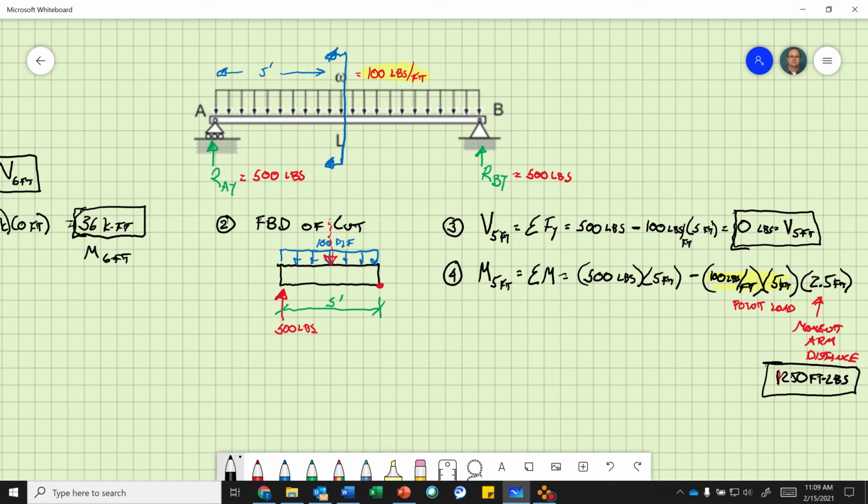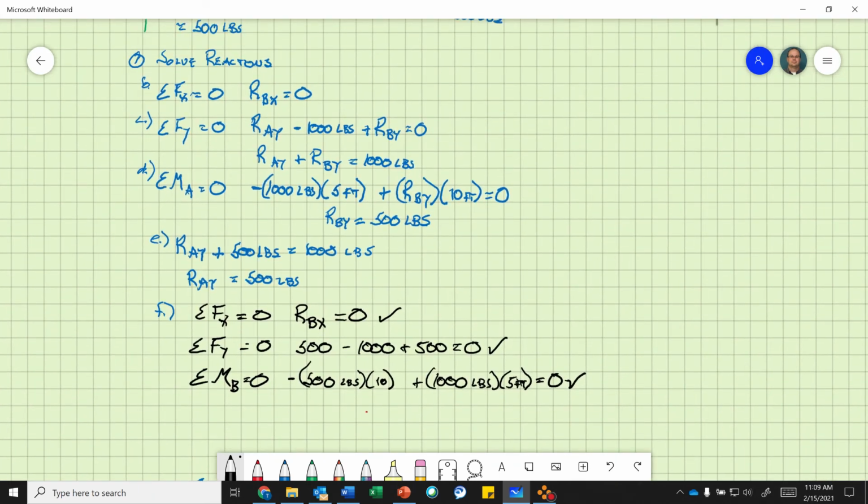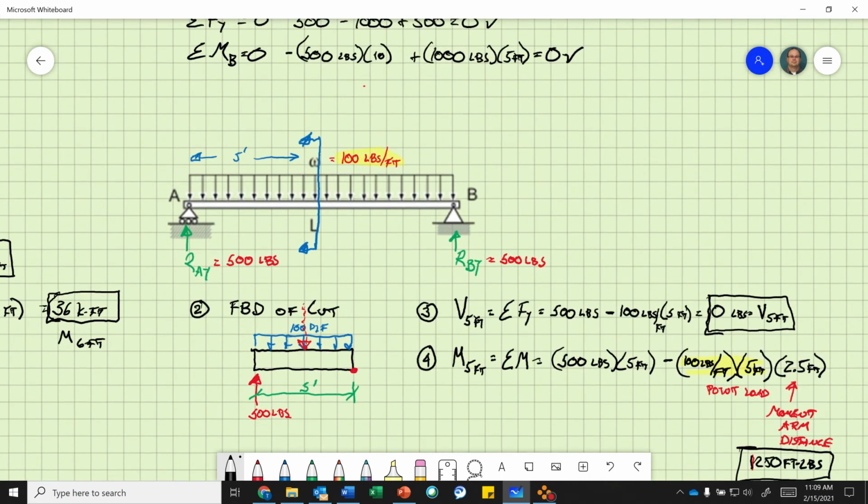So remember in this slide, step 1, solve reactions. Before I even cut it, check equilibrium. Step 2, find out where you want to cut it. Draw your free body diagram of your cut section. Remember, you got to remove that point load. Then solve for the shear and the moment.